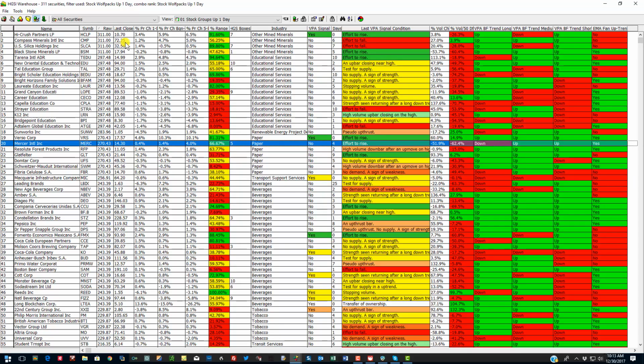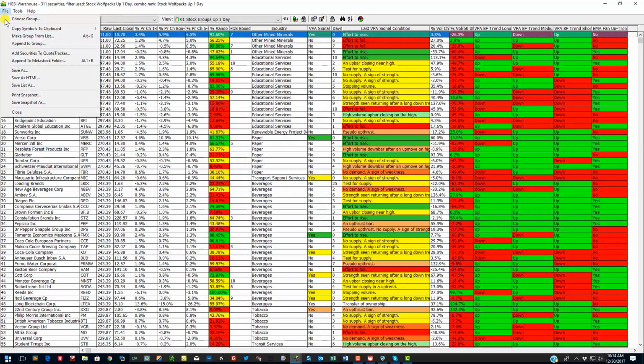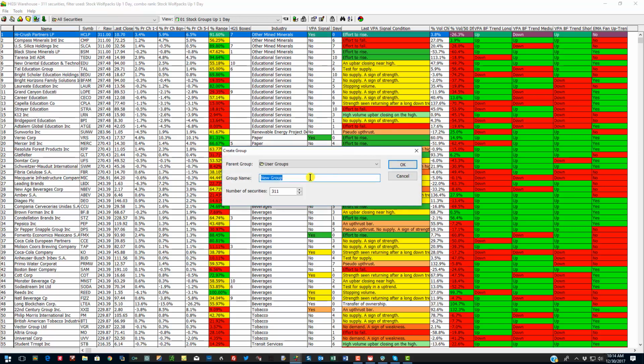Now, if I don't want to spend a bunch of time looking at these, what I can do is I can make group from list, and I'll just call this stocks up December 29th, 2017.